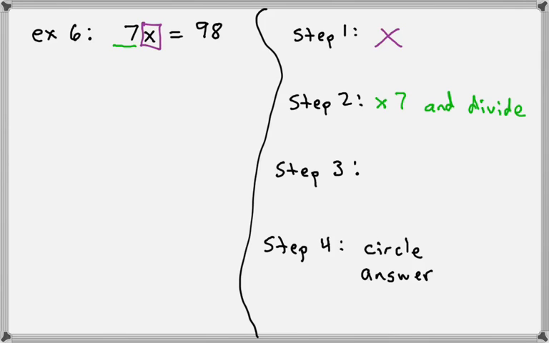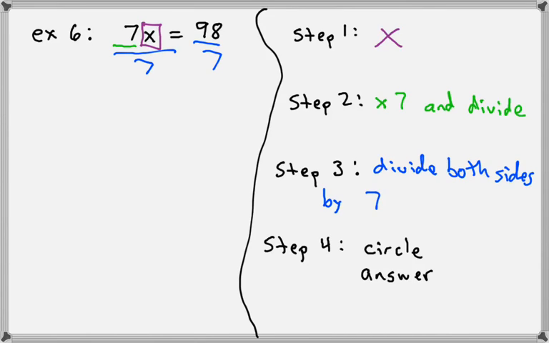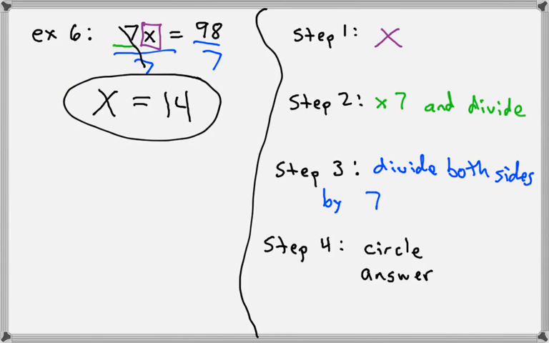So now we are left with step 3, which is to actually divide both sides by 7. Now when we do that, 7 divided by 7 gives us 1, leaving us with an x, and 98 divided by 7 gives us a 14 for a final answer that we circle. Let's look at another example.